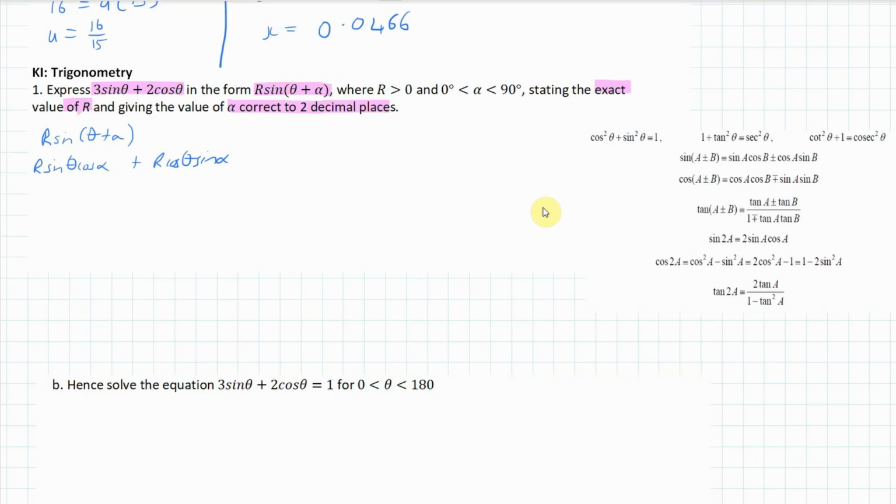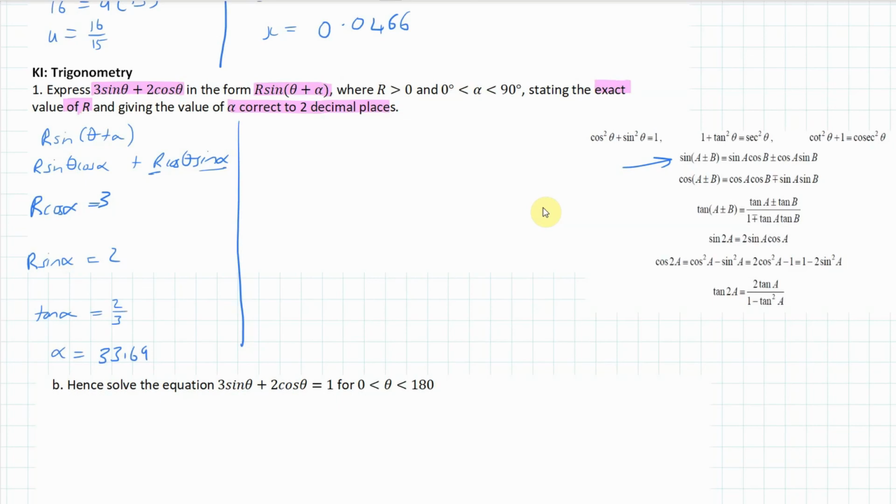This is using the addition rule. That means that we can say r cosine alpha is equal to 3, and we can say that r sine alpha is equal to 2. And therefore, if we put this over this, tan alpha is going to be equal to 2 over 3. And so alpha is equal to inverse tan of 2/3, which is giving me 33.69.